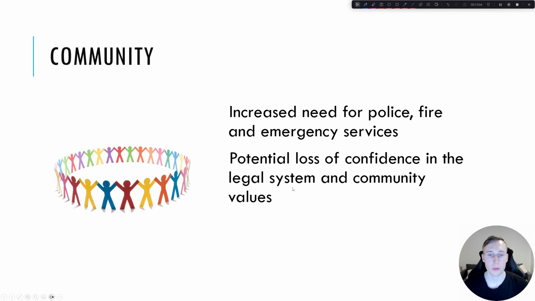When you bounce over to the community, what we look at is that people can lose safety or lose confidence in their community because they might feel like there's a lot of danger. So if there's a murder in their neighborhood, for example, they might feel like they really need more police and emergency services present all the time because they're worried about it happening again. They also might believe that the legal system's not doing a good enough job if a murderer is allowed to be in our community.